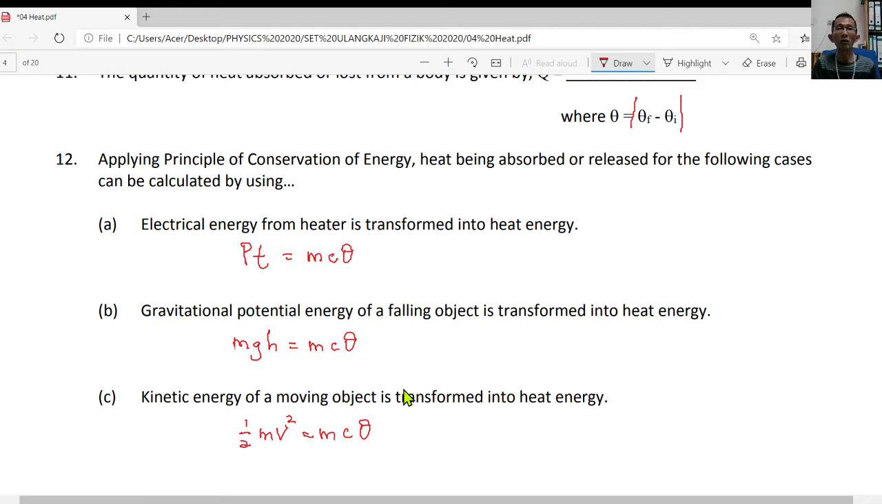So remember what the principle of conservation of energy says. It simply says that the total amount of energy remains the same, because energy cannot be destroyed, energy cannot be created, but it can transform, it can change from one form to another. For example, here our electrical energy is being transformed into something else, into heat energy.